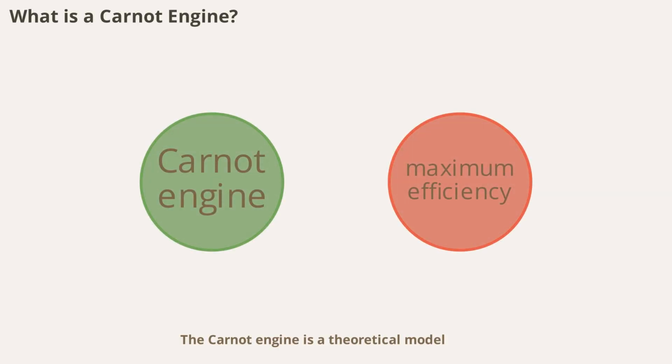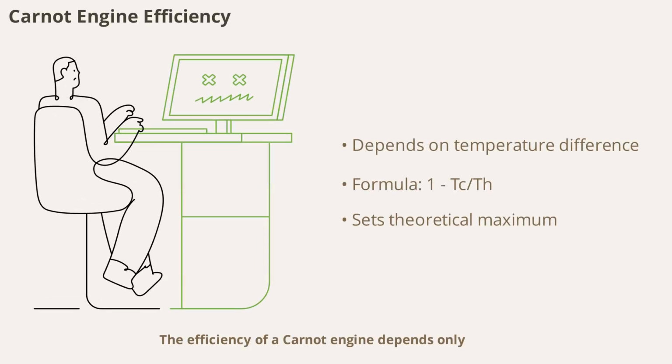A Carnot engine is a theoretical model that represents the most efficient heat engine possible. It operates in a reversible cycle between two temperature reservoirs. The Carnot engine sets the upper limit for efficiency that any real engine can achieve. While no real engine can match the Carnot engine's efficiency, it serves as a benchmark for evaluating and improving practical engines.